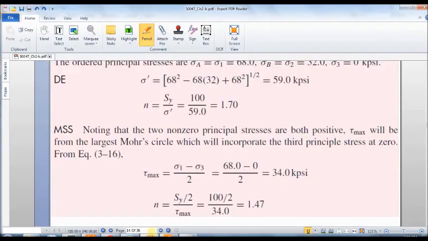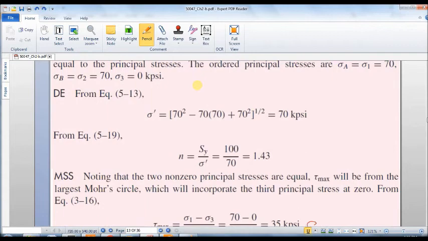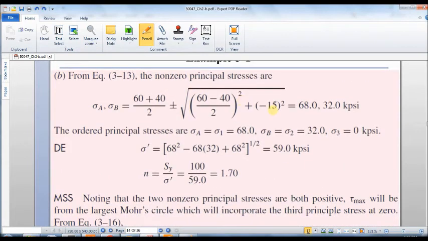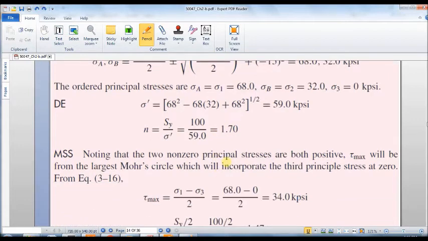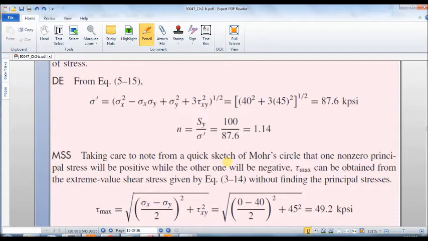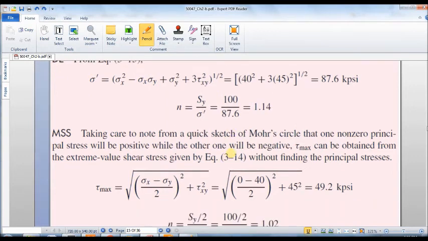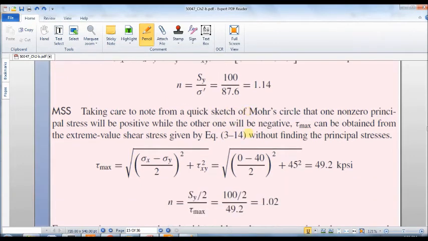Again, for part C, you can find the principal stress by using the Mohr-Circle equation. After you find these two principal stresses, because one is positive and another one is negative, you can find the maximum shear stress by using this equation. Sigma A minus sigma B.